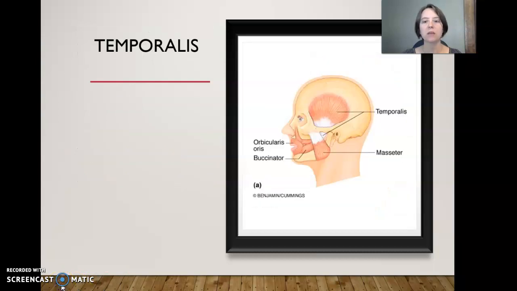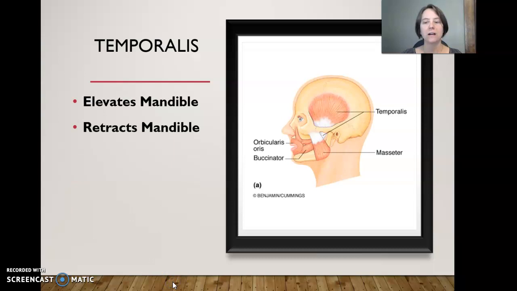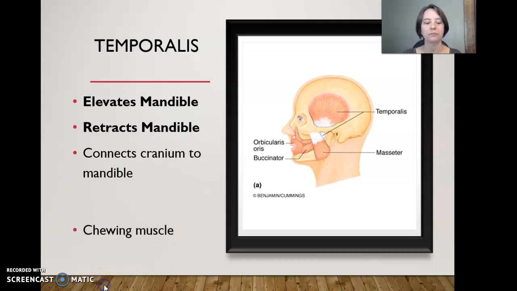All right, talking about the temporalis. So please write this down now. Its job is to elevate the mandible. You can see, well, let's look at where it is in a minute, but it can also retract the mandible. It connects the cranium to the mandible. You can see it attaches down below here on the mandible. It is very important for chewing.